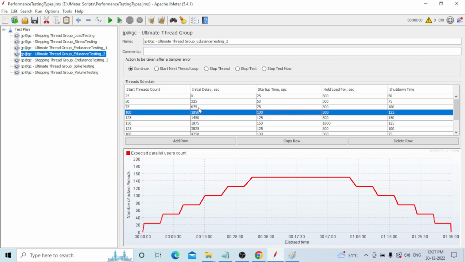How do we need to calculate this one? 675 plus 75 plus 300, total 1050. That means initial delay plus before initial delay plus startup time plus whole load. Based on that, you need to calculate this one.